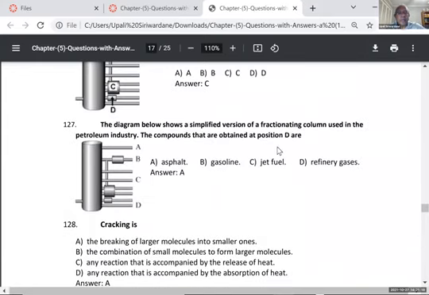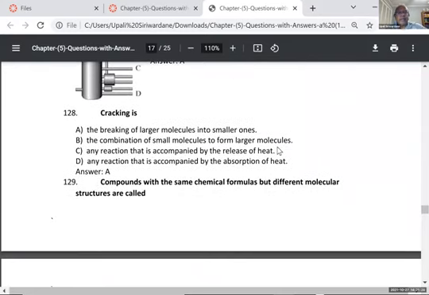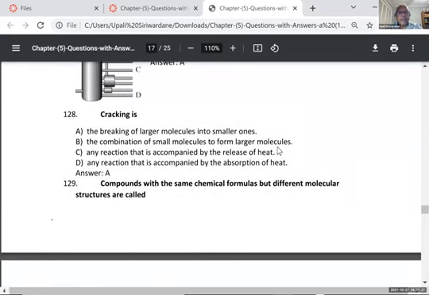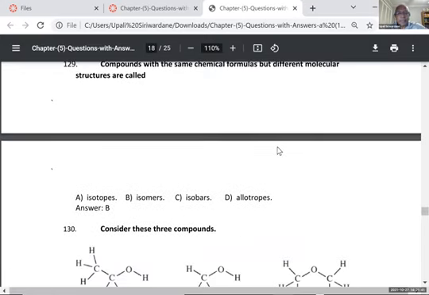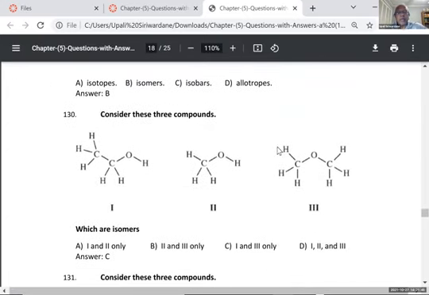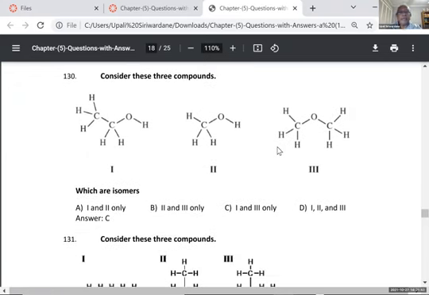Cracking is the breaking up of larger molecules into smaller ones. Compounds with the same chemical formula are isomers. B is isomers. Which are isomers? Same number of carbon atoms and oxygen. 1 and 3 are isomers. C is the correct answer.